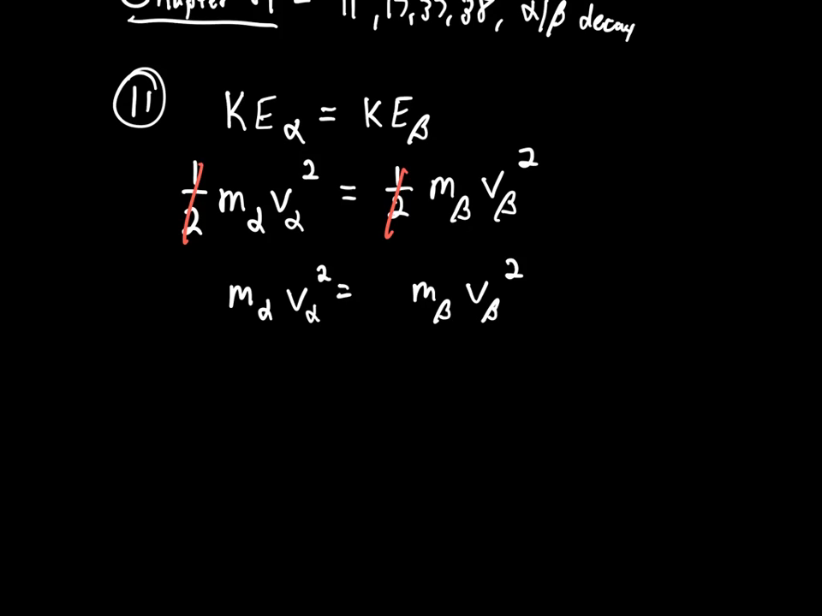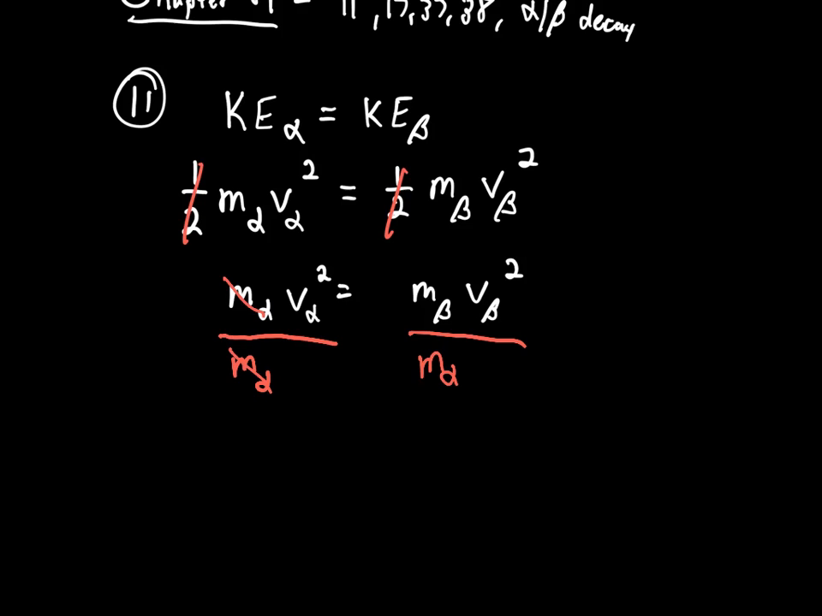I want to get all the masses on one side and all the velocities on the other side. So I'm going to do that in one step. To do that, I'm going to take the mass of the alpha particle, and I'm going to divide both sides by the mass of the alpha particle. That gets all my masses over to the right-hand side, right? Because my mass alphas cancel out. But if I want to do this in one step, I'm actually going to do it in different colors.